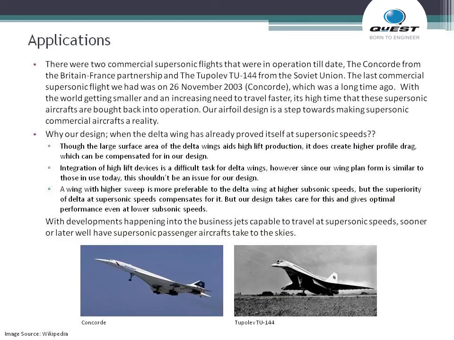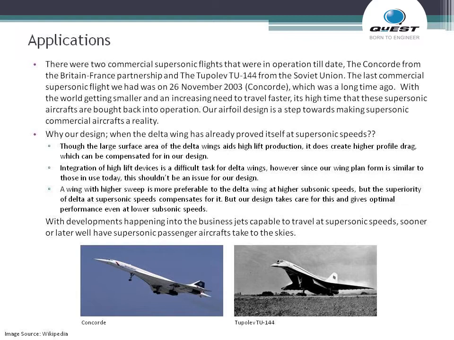Talking about the applications of our airfoil, to date we have two commercial supersonic aircraft, that is Concorde and the Tu-144. Our airfoil design is a step towards making supersonic commercial aircraft a reality. Why should one consider our airfoil design when it is well known that the delta wing is capable of supersonic flight? Following are a few of the points that we would like to list out.